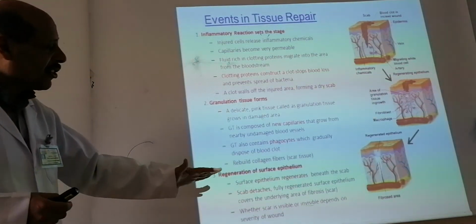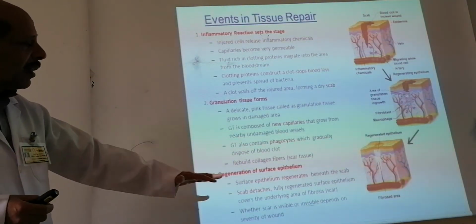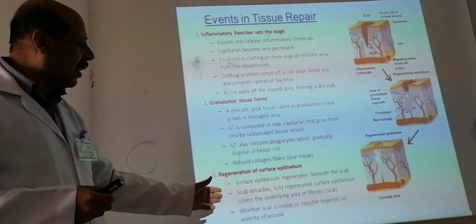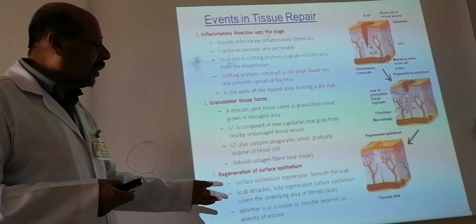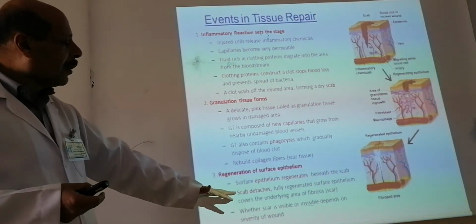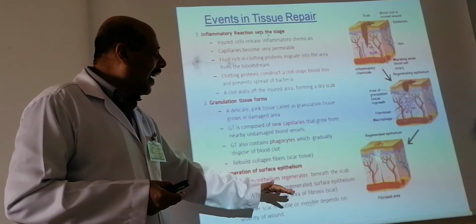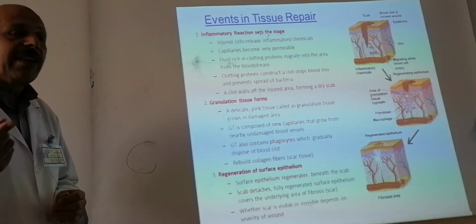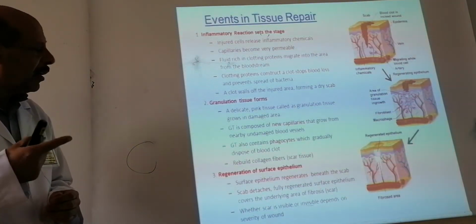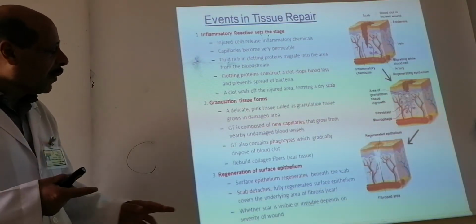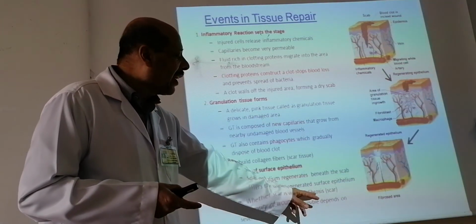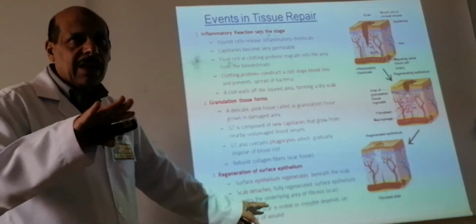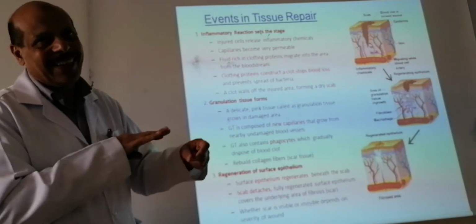Regeneration of the structure of the epithelium. So the surface epithelium regenerates beneath the scab. The scab detaches fully and the structure of the epithelium regenerates. The epithelium will be regenerated again and reformed, covering the underlying area of fibrous scar. So it will cover the scar from inside.